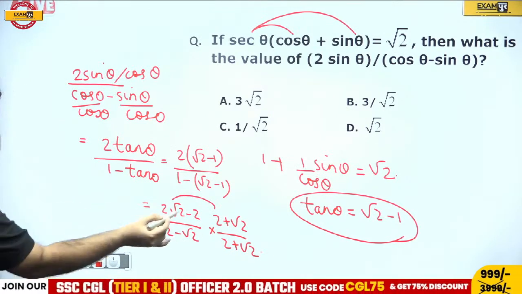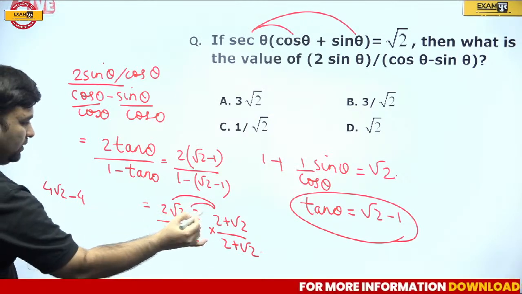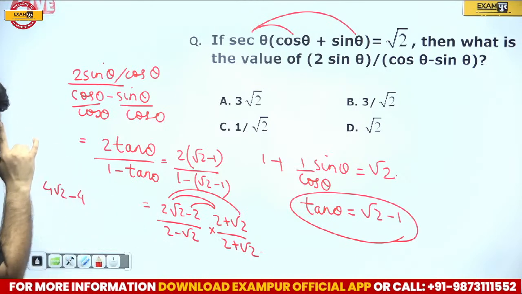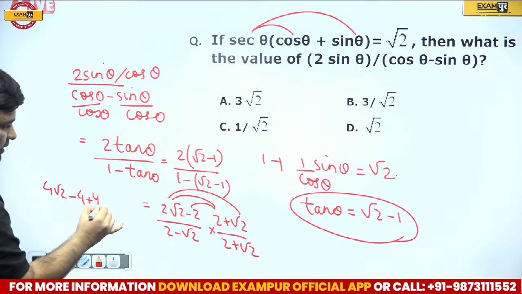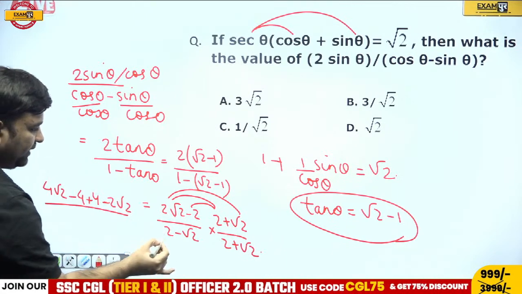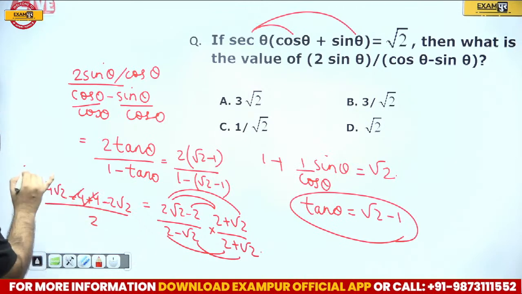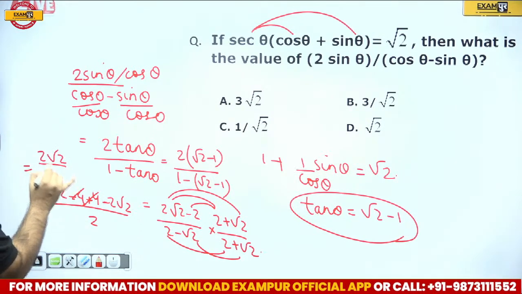A square, this into this, 4 root 2 minus 4. And this is plus 4. And this is minus 2 root 2. Divide by 4 minus 2, 2. 2 root 2 by 2. Root 2 is the answer.